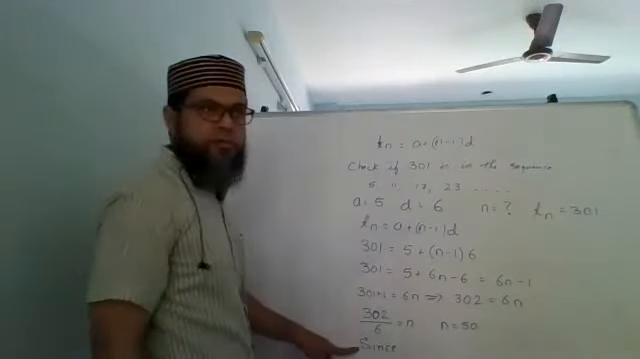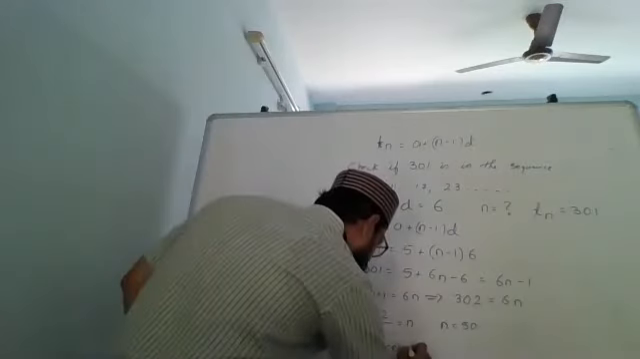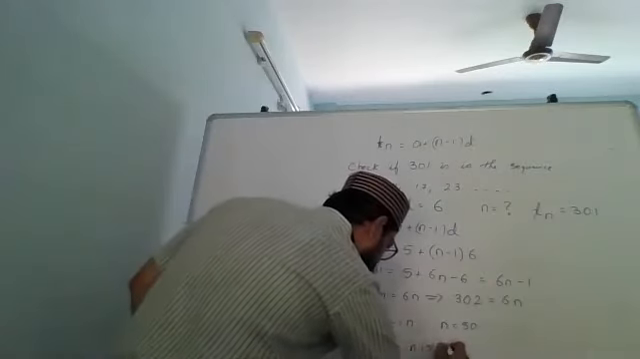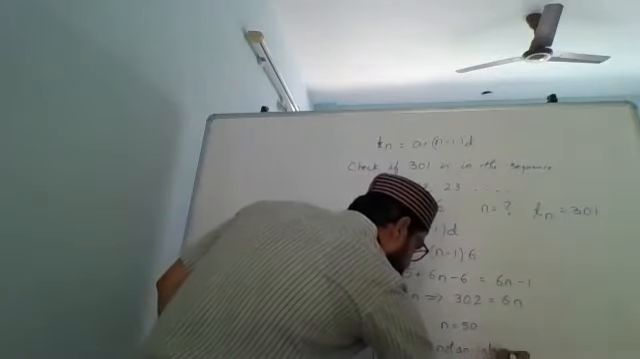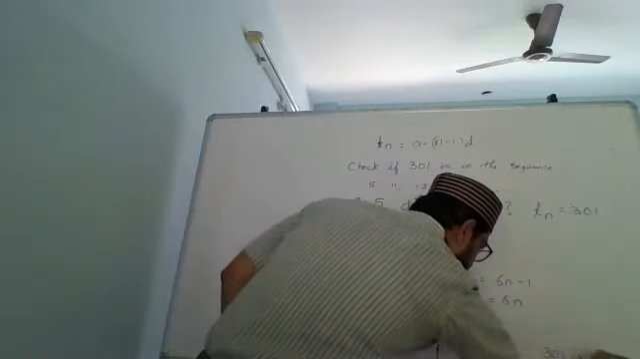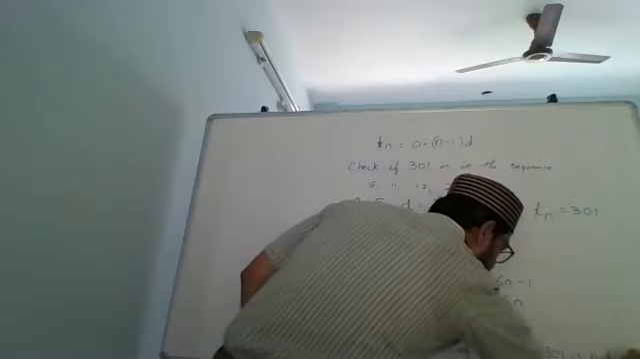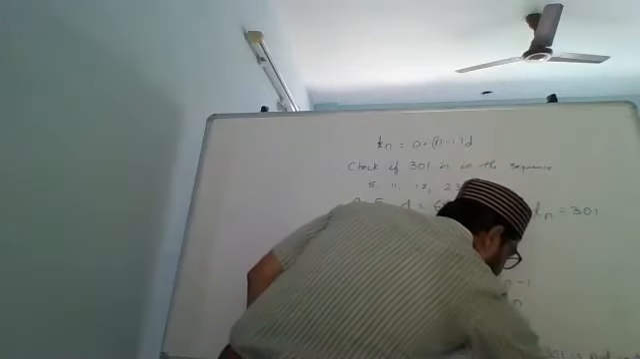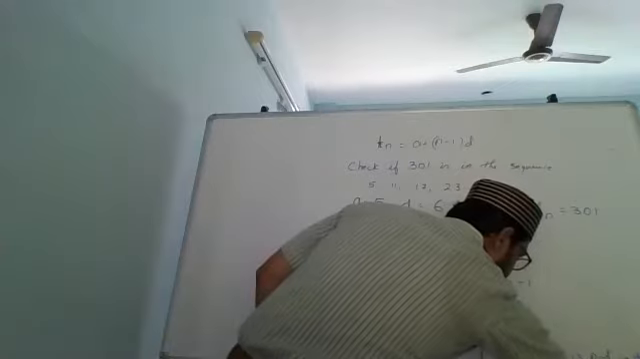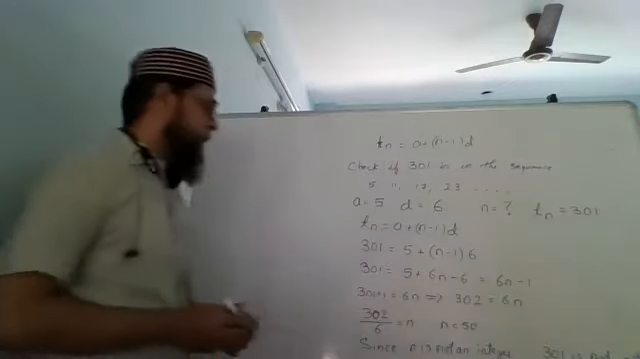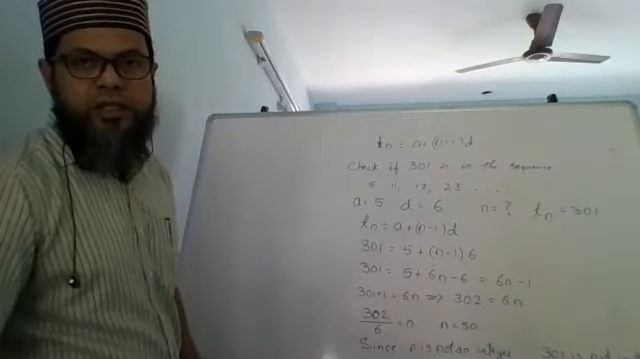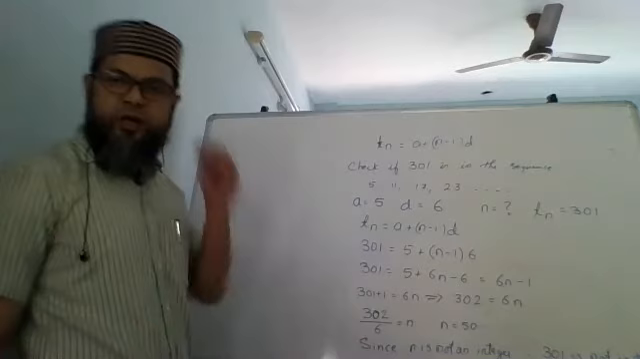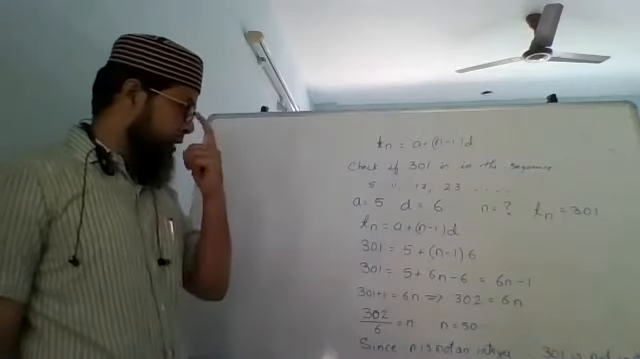Is this visible? Since n is not an integer, 301 is not in the sequence.